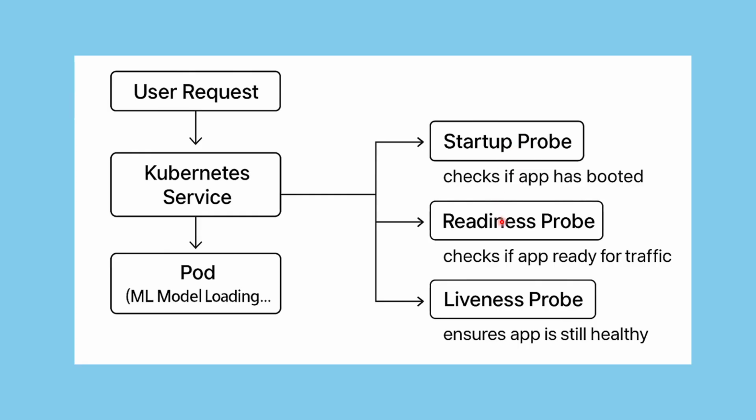Then the readiness probe comes in. This one checks if your app is ready to handle the traffic or not. So even if it's alive, Kubernetes won't send users to it until it gives the green signal that I am ready. And finally, the liveness probe.